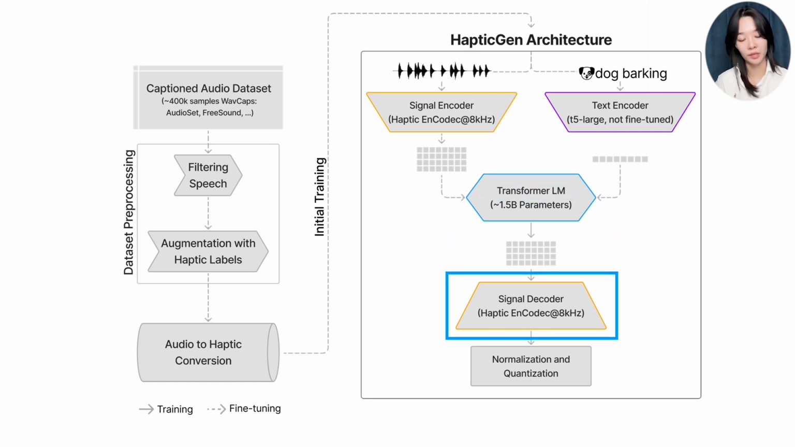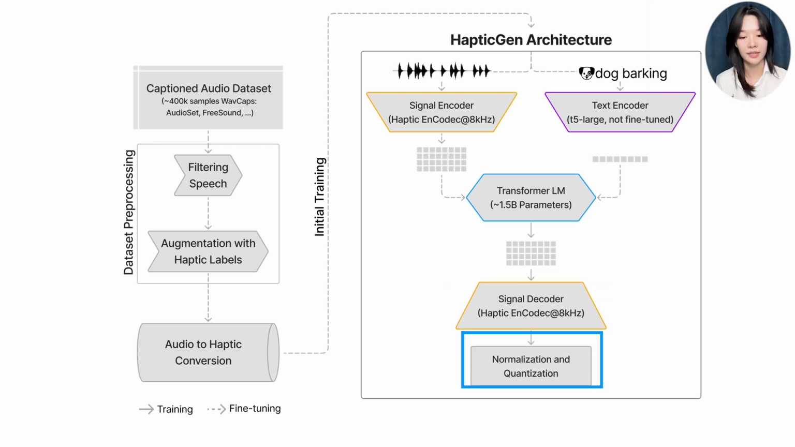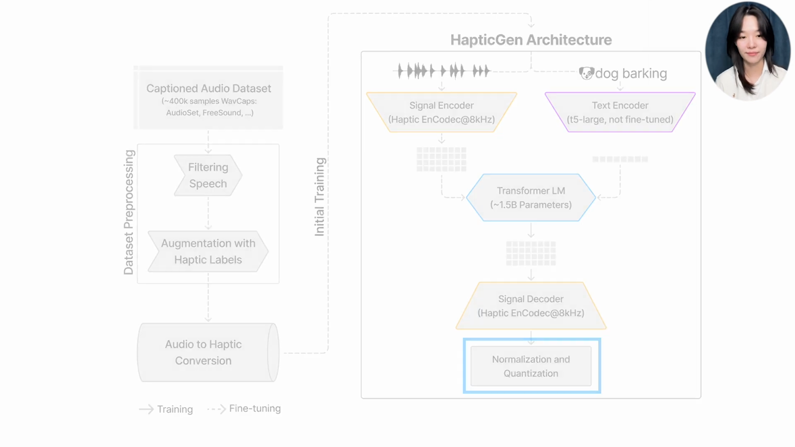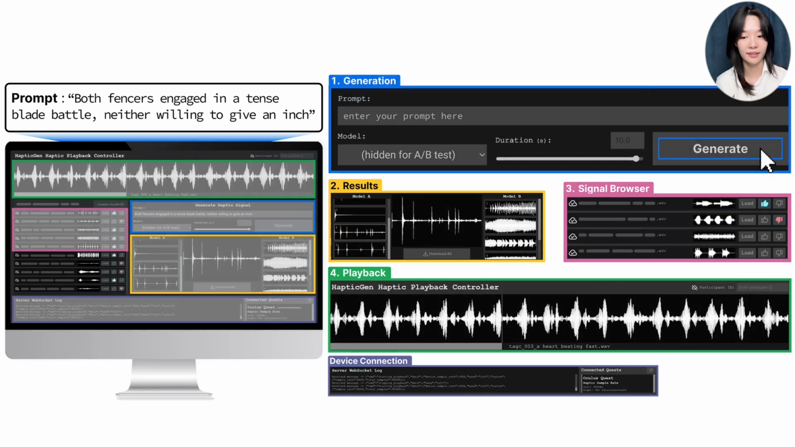And the output is decoded using the haptic EnCodec decoder. And finally, we normalize the decoded signals to ensure consistent perceptible intensity and quantize them into an 8-bit format, which is suitable for playback on haptic devices. And this is our HapticGen UI.